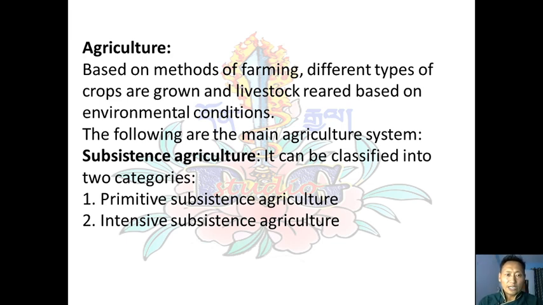So based on that, agriculture in the world is divided into the following ways. First one is subsistence agriculture. Subsistence here means self-consumption. So here the cultivation of crop is done mainly for self-consumption purposes, not for commercial purposes. Subsistence agriculture is further divided into two: primitive subsistence agriculture and intensive subsistence agriculture. Under subsistence agriculture, we are going to discuss these two main topics.